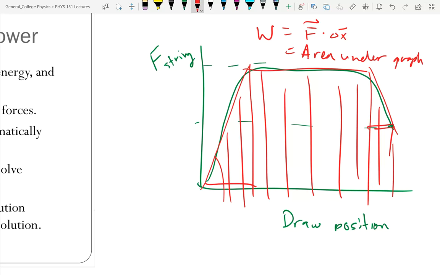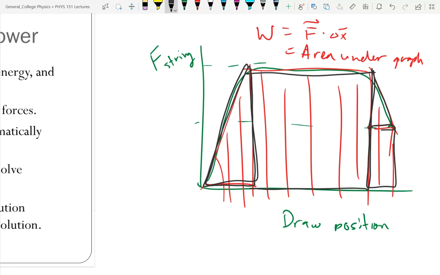Okay, you can't see because of my color choices. There's a triangle. There's a rectangle. There's another triangle and another rectangle. And you take the area for rectangles base times height, for triangle 1/2 base times height. You add those all up and it tells you how much energy was stored. So you need to be able to do that.